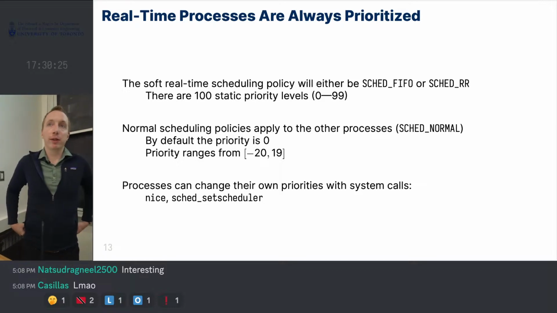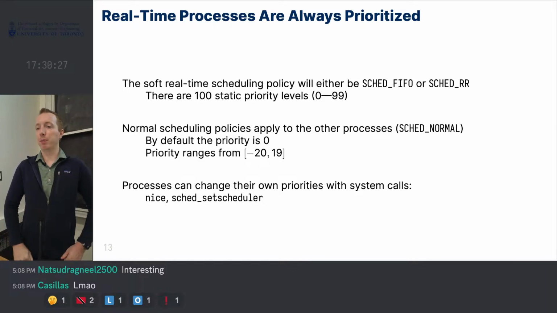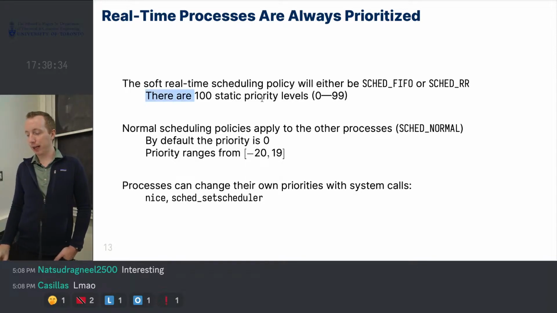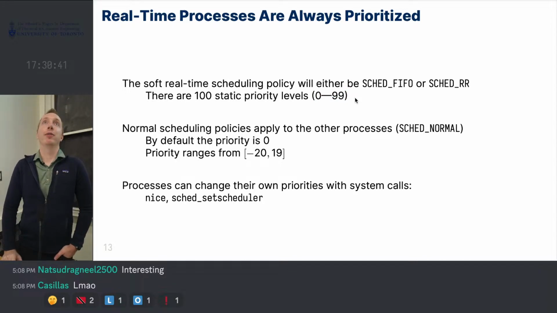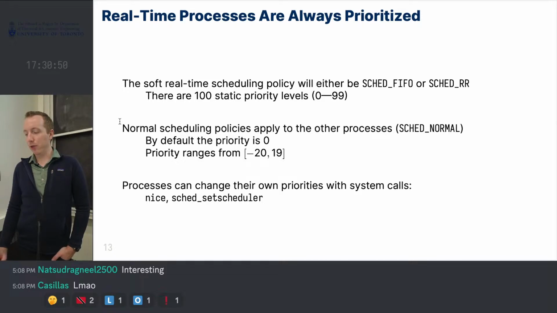Like I said, the real-time processes are always prioritized. They're soft real-time. They're either going to be first come, first serve, or round robin, and there are 100 static priority levels for this real-time. They go from 0 to 99, where 0 means low priority and 99 means high priority, the opposite of what I said at the beginning, which is really annoying. And the normal scheduling, so normal processes on Linux, just use the normal scheduler, which you can see by sched_normal.